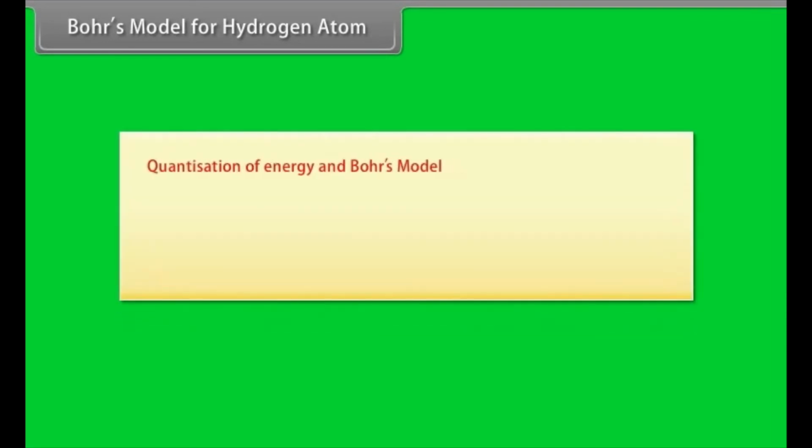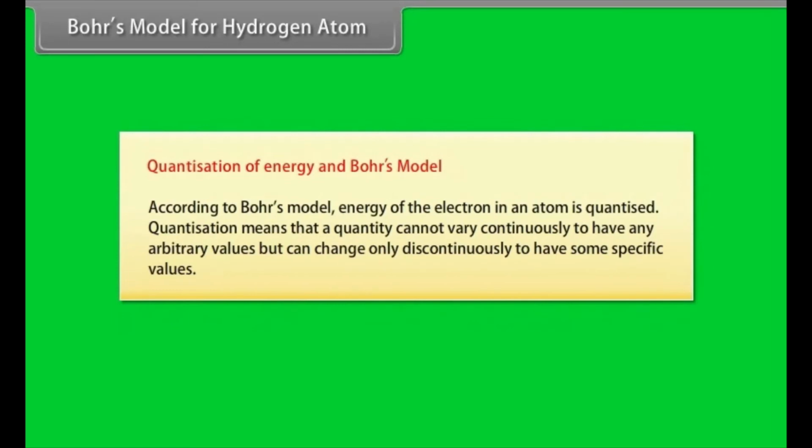Bohr's model for hydrogen atom. Quantization of energy and Bohr's model. According to the Bohr's model, energy of the electron in an atom is quantized. Quantization means that a quantity cannot vary continuously to have any arbitrary values, but can change only discontinuously to have some specific values.